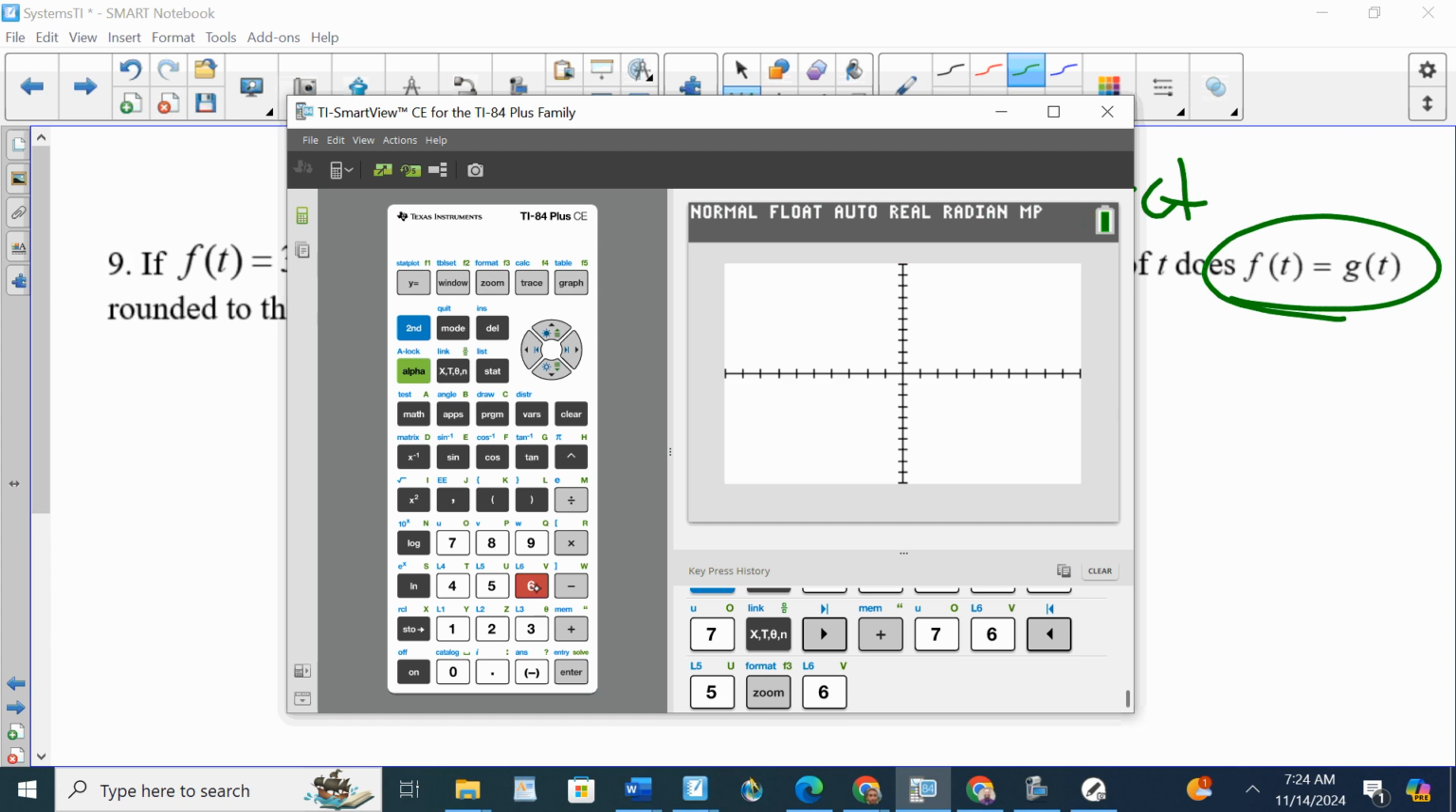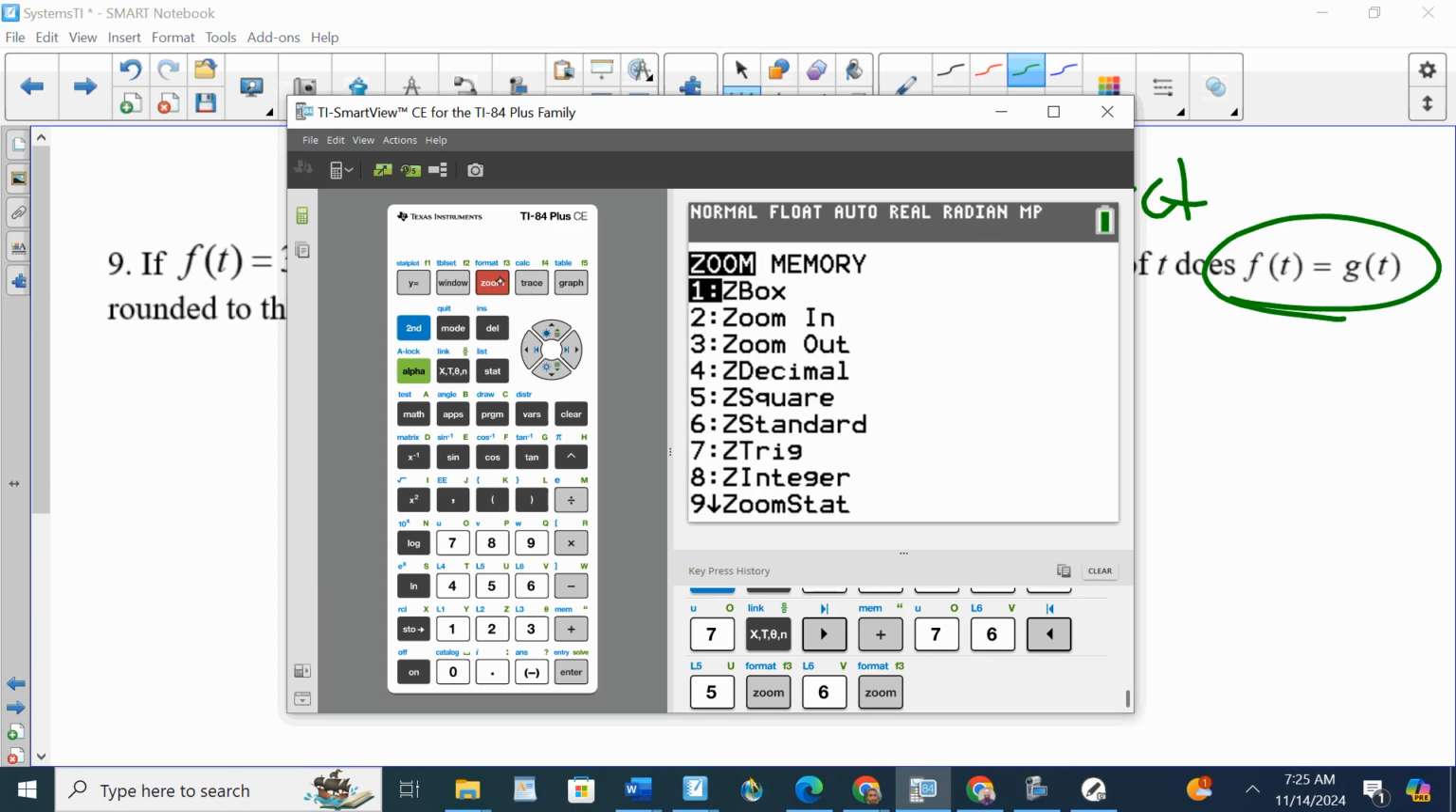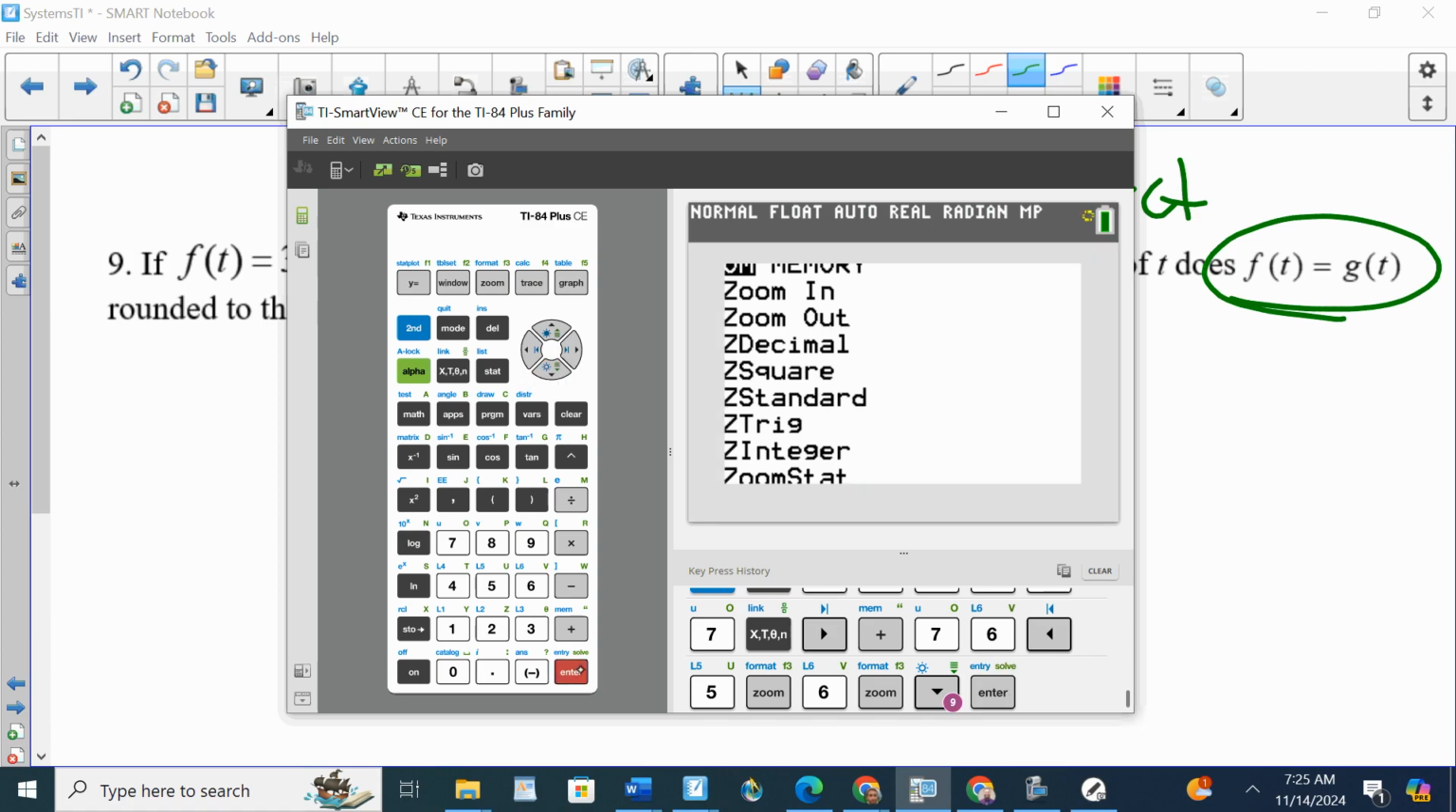I see nothing. So if you see nothing, I wouldn't adjust the window. I wouldn't zoom out because you don't even know where to look at all. So zoom 6 is where you always want to start. If you see nothing, we're going to go zoom 0, which is zoom fit. Zoom fit is what the calculator thinks we want to see. It might not be perfect, but it will definitely be something.